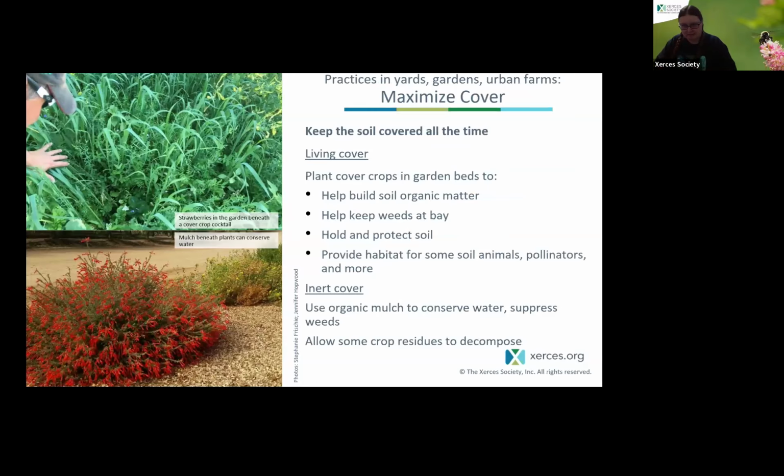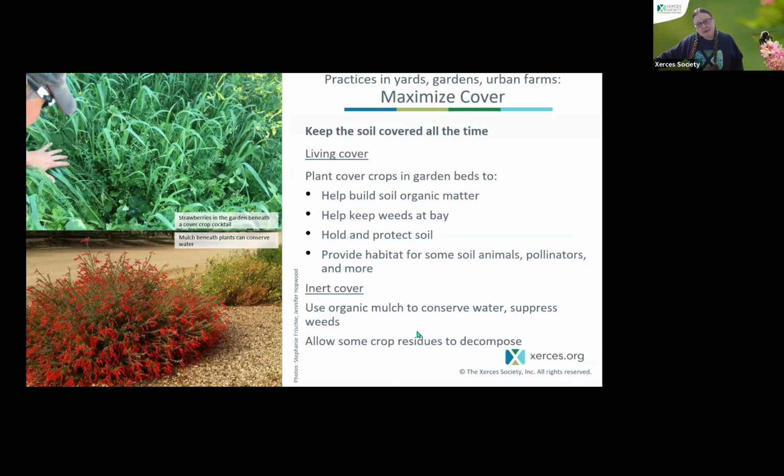And then maximizing cover. This should be, I hope, pretty familiar to everybody, keeping the soil covered with living cover. So planting cover crops on your farm or even in garden beds to help build soil organic matter, help keep weeds at bay, suppress weeds, hold and protect the soil from erosion, wind, soil, and rain, provide habitat for soil animals, pollinators, and more, right?